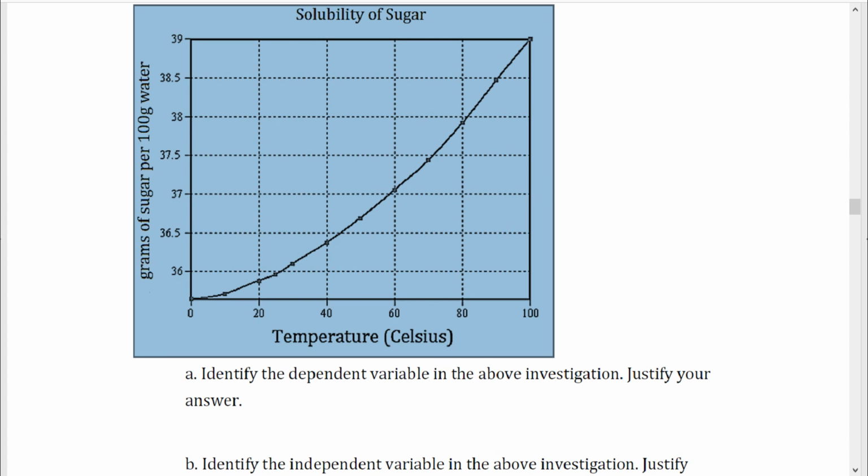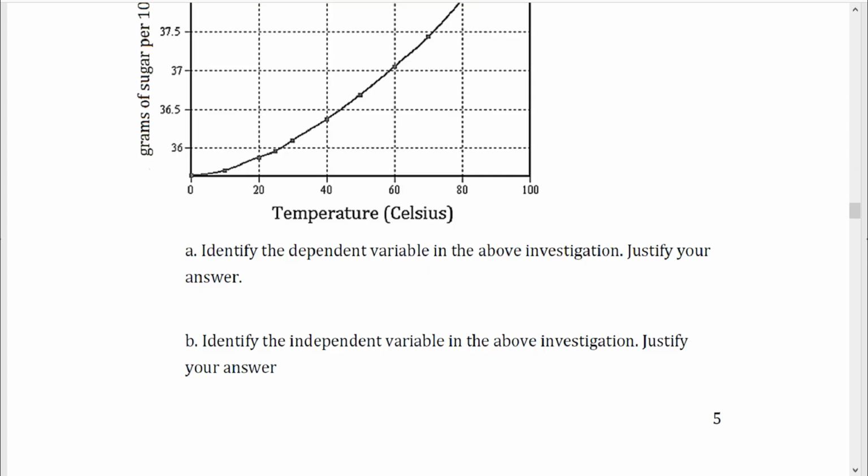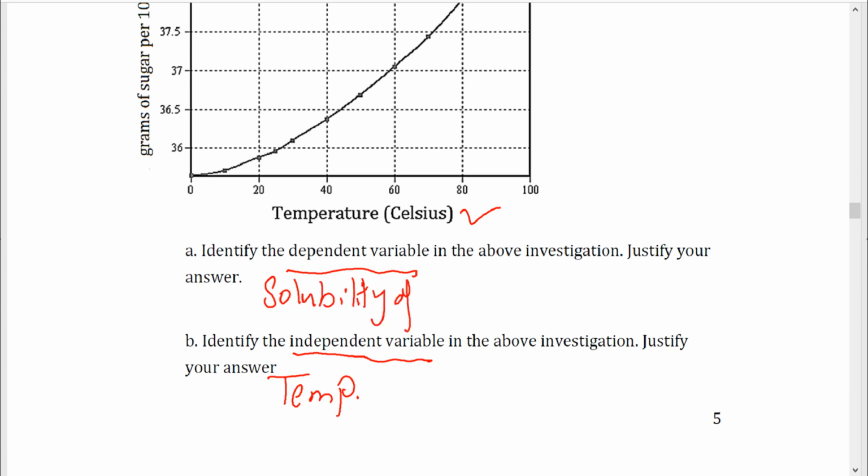The question is asking here, what is the dependent variable in this investigation? And the second question is asking about the independent variable. So what affects what? Temperature makes sugar dissolve faster in water. So temperature is the variable which affects the solubility of sugar in water. So I will say that temperature is the independent variable, while the dependent one is the solubility of sugar. Or you can just copy what's given on the y-axis.